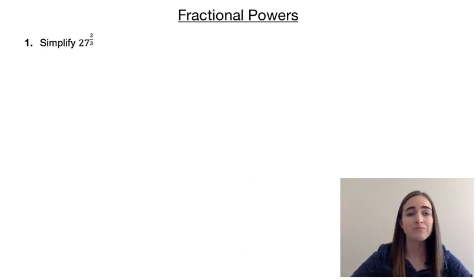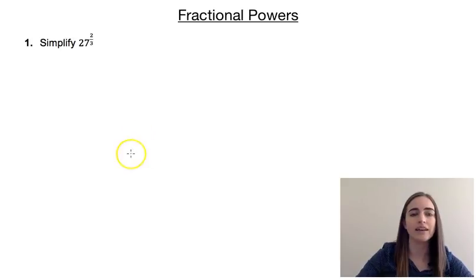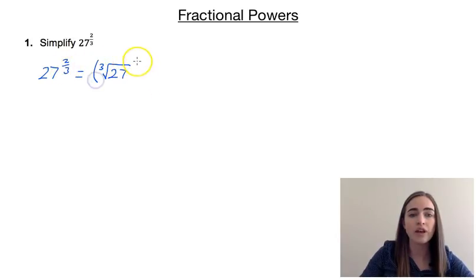Let's have a look at a few examples. Our first one asks us to simplify 27 to the power of 2 over 3. So without using a calculator, we know that 27 to the power of 2 over 3 is the same thing as writing the cube root of 27, because of that 3 in the denominator. And then whatever that is, we can square it because of the 2 in the numerator. So the cube root of 27 would just be 3, because 3 times 3 times 3 is 27. So we would have 3 squared, which will give us 9.